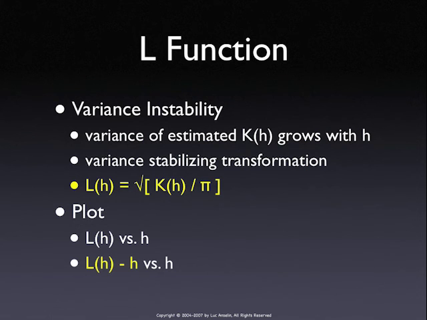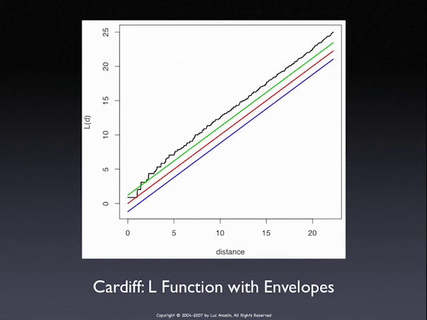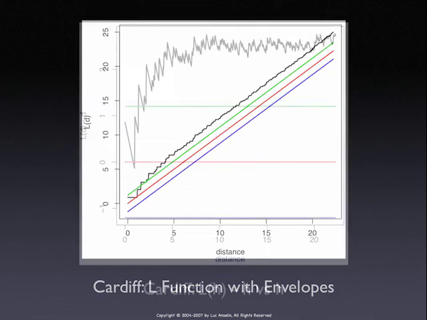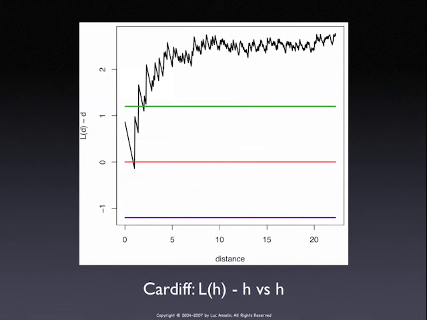So if we take the L function, that's this black one here, against distance, then because of the standardization, the complete spatial random curve is actually the diagonal. And then if we take the distance, so now we're going to take the difference between the black line and the red line, and that then becomes this type of function. All basically showing you the same thing.